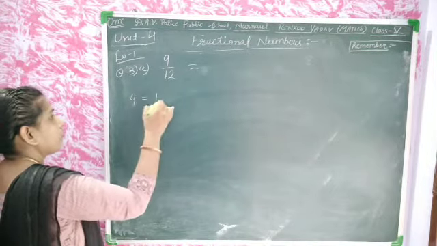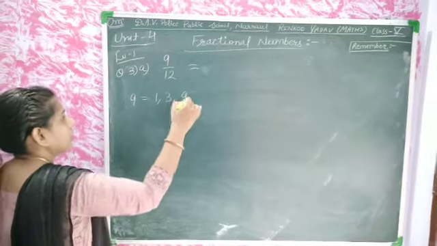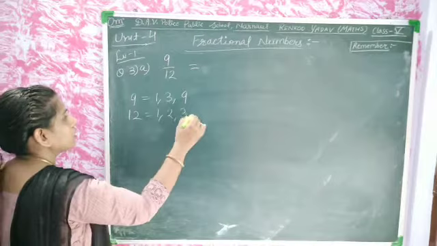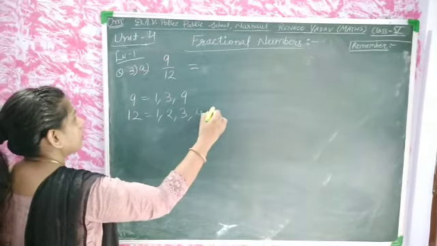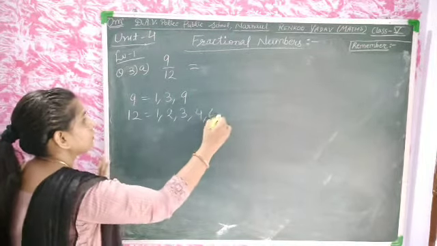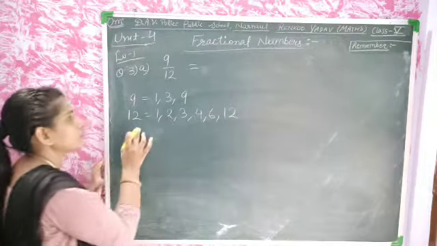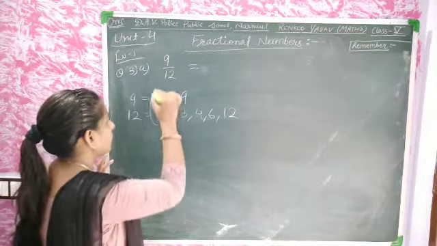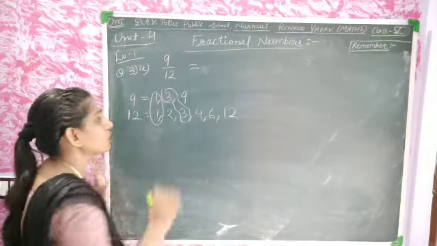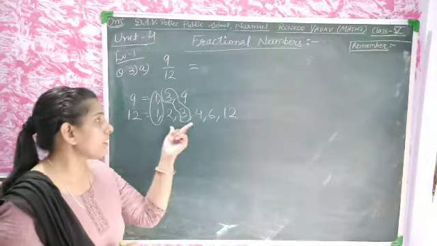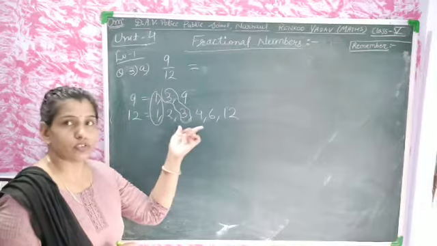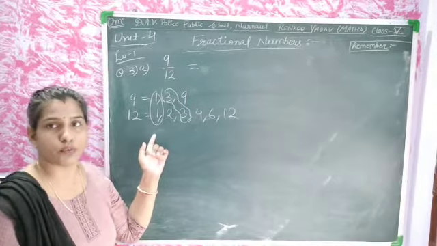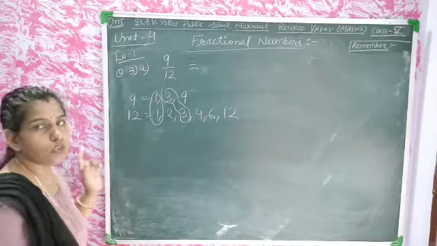The factors of 9 are 1, 3, 9 and the factors of 12 are 1, 2, 3, 4, 6 and 12. These are the factors of 12, these are the factors of 9. So the common factors are 1 and 3. But this has a common factor other than 1 also. It means this is not in the lowest form.